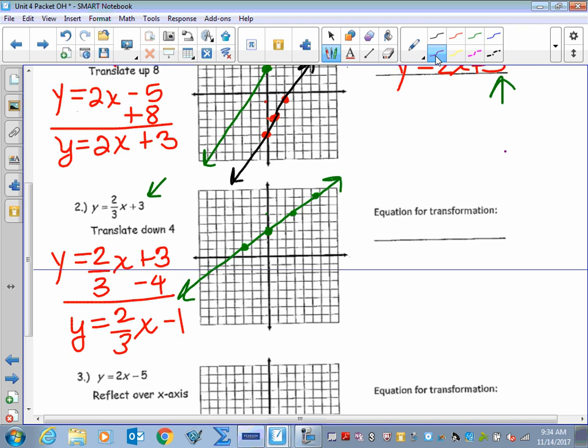So now my new transformation equation is y equals 2/3 x minus 1. I could have also done this: start at positive 3 and count down 4. 1, 2, 3, 4. And you can see that I would end up at negative 1 on the y.